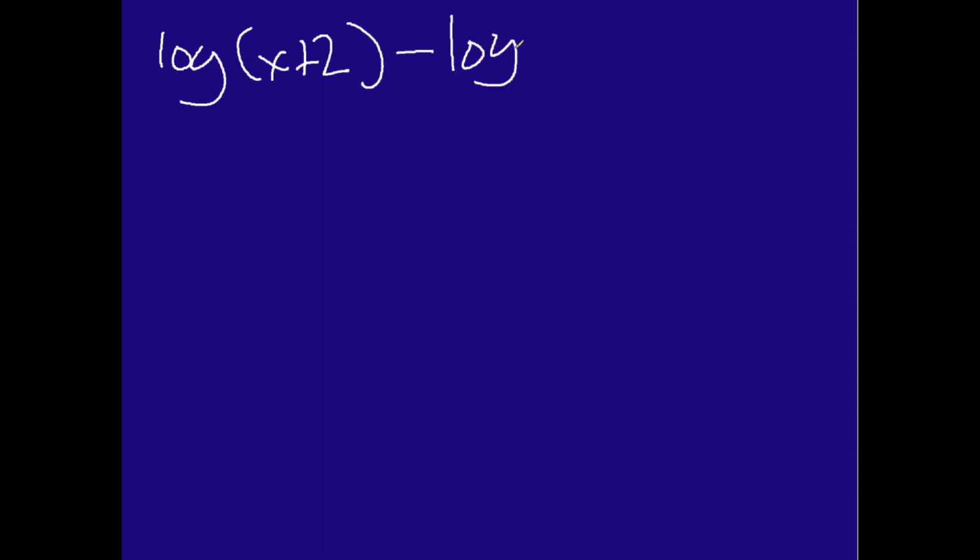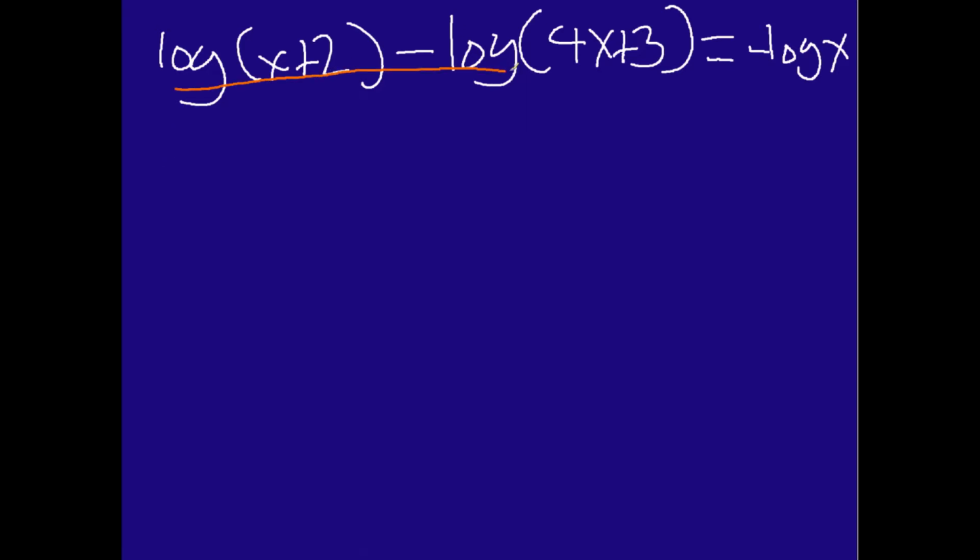We're doing, let's see here, log of x plus 2, so obviously our base is 10 because we didn't write anything, minus log of 4x plus 3 equals negative log x. Now this one's tricky. Now the first thing we're going to do is use the quotient property right here to deal with this. Quotient property, we talked about it in a prior video.